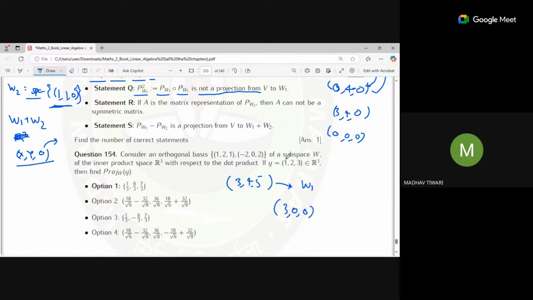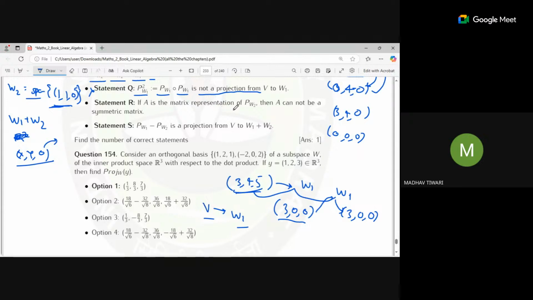So it is a projection from V to W1, right? Now I find this vector's projection on W1 again. What will it be? It will be again 3, 0, 0. So now it is saying that it is not a projection, but it is a projection. We have seen that 3, 4, 5, if I match it with 3, 0, 0, it is a projection from V to W1. So after 3, 4, 5, I apply projection here, and again applied the projection. Whatever I got, it is again a projection. So that's why the statement is wrong.